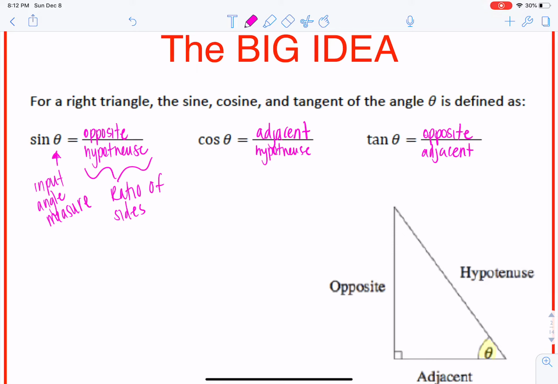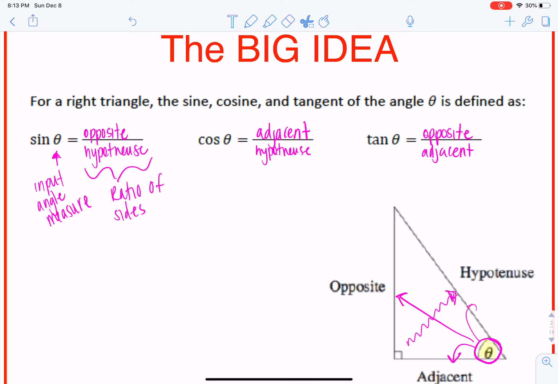So here is my angle theta. The opposite side is what's exactly across from the angle, or also the side length that doesn't touch the angle at all. The adjacent side is the side that's right next to the angle that is not the hypotenuse, and the hypotenuse is always the side that's directly across from my 90-degree angle.